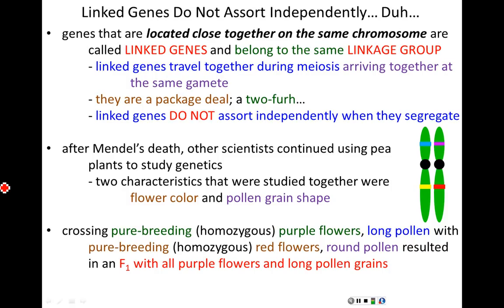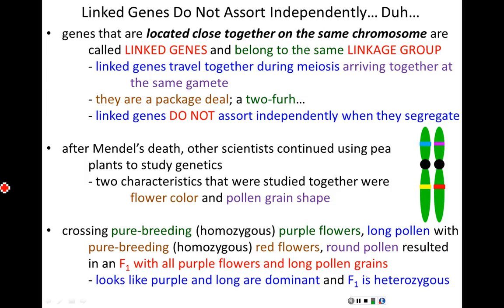The scientist took and crossed a pure breeding, so homozygous across the board, a pure breeding, purple flowered, long pollen grained plant with a pure breeding, red flowered, round pollen grained plant. No big deal. We've seen this before. And that scientist got an F1 that had all purple flowers with all long pollen grains. Now, you know and I know right now this is an easy interpretation. All the F1 organisms are heterozygotic, and purple is dominant to red, and long is dominant to round.